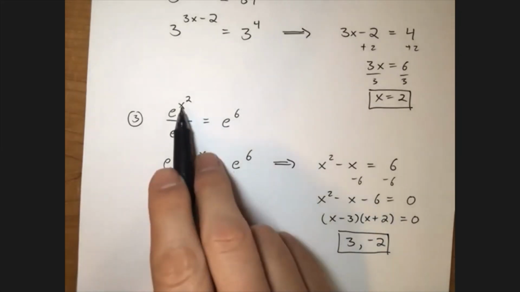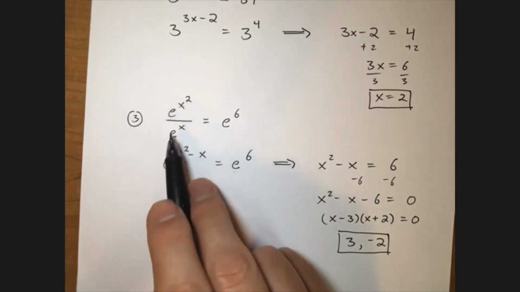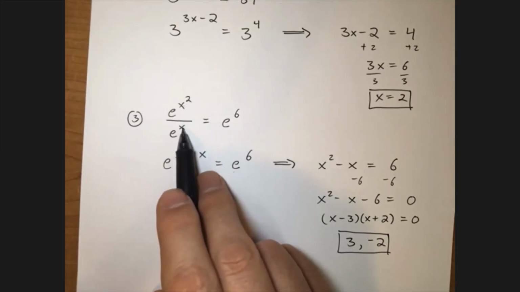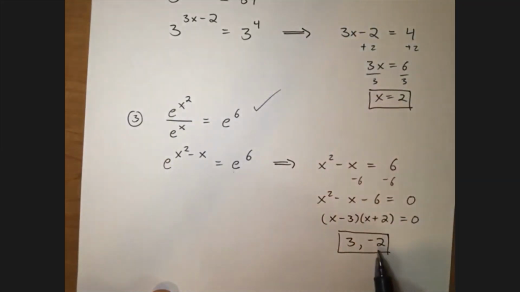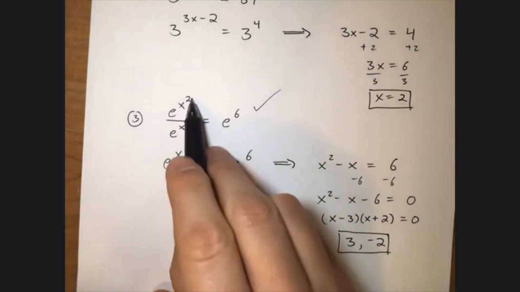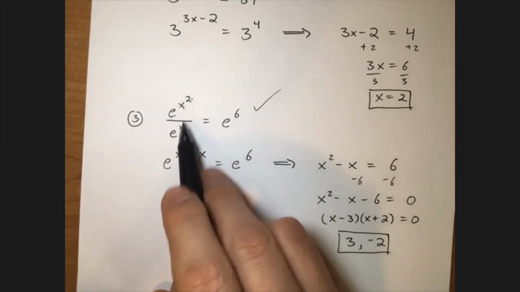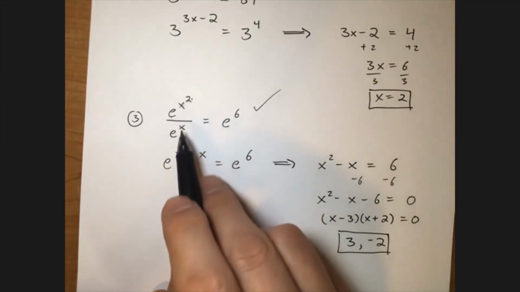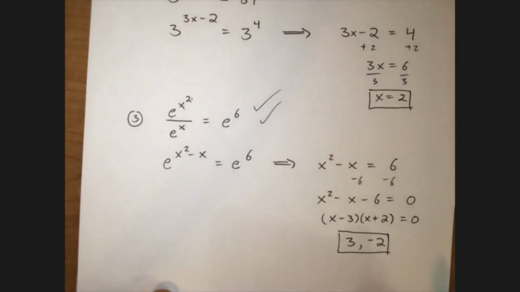If I plug 3 in here, I got e to the 9, right? Because 3 squared is 9, divided by e to the 3. When I divide, I subtract the exponents. 9 minus 3 is 6, so that works. And what about the negative 2? Well, negative 2 squared is 4, so I have e to the 4 divided by e to the negative 2. So I have 4 minus negative 2. 4 minus negative 2 is 6. So again, it checks out. So both of these do indeed work.